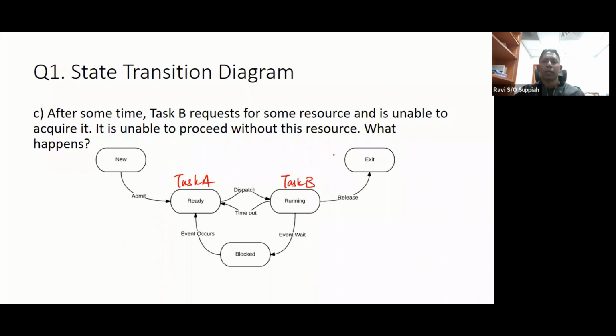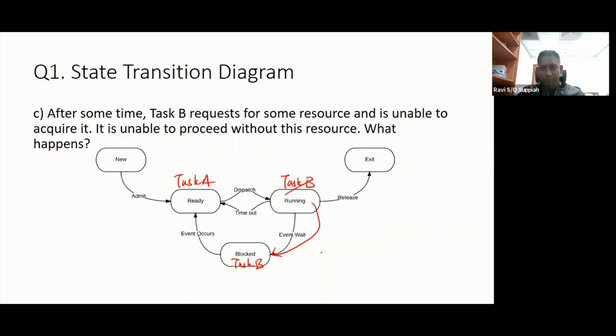So in this case, if task B is requesting a resource and is unable to get it, what will happen? Task B goes to which state? Yes, it will go to the block state. Always remember, when I'm in the running state, that means I'm using the CPU, and if along the way I try to get something and I cannot get it, I will transition to the block state. So task B will come to the block state.